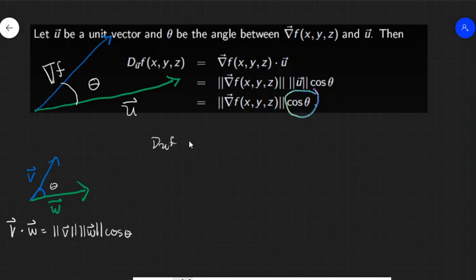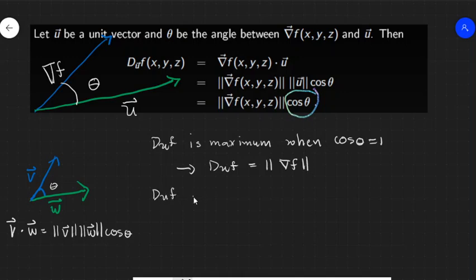So we can see that the directional derivative is maximum whenever cosine theta is maximum, and that is whenever cosine theta is 1. And the value of the maximum directional derivative is simply the magnitude of the gradient of f.